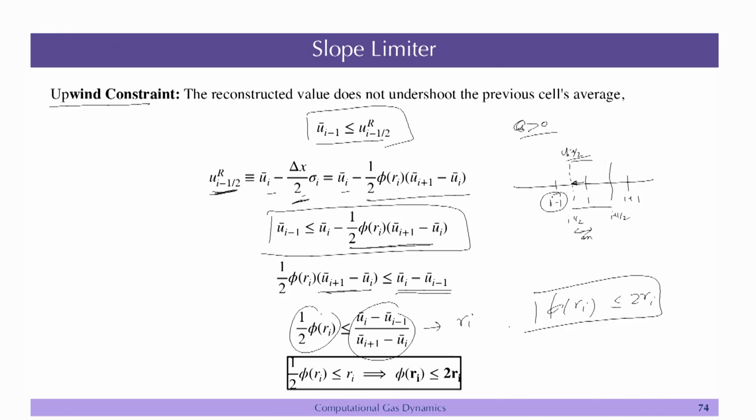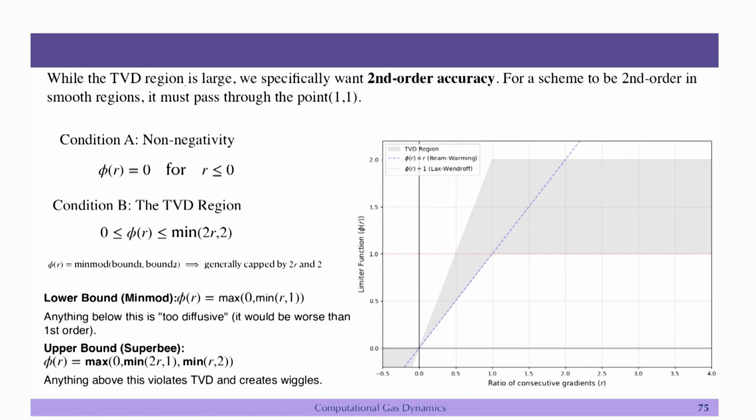So, we have got two constraints: one is that the maximum of phi r I is equal to 2, and the second is that whatever slope you have, it should be less than or equal to 2 r I, right. Once you use all these properties, this is called the Sweby diagram, after the mathematician Sweby. So, we can actually define what the TVD region is.